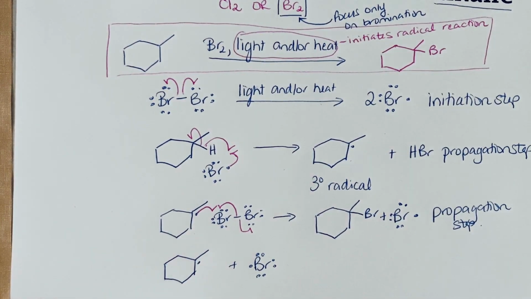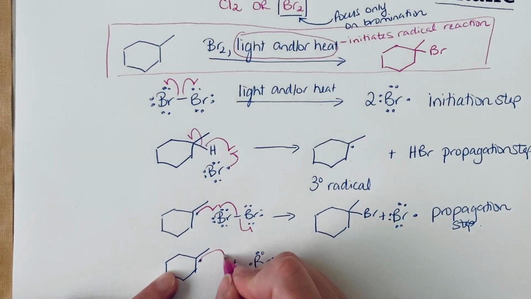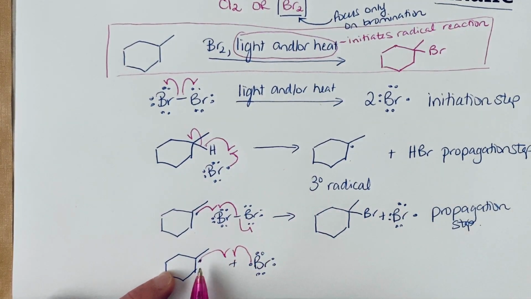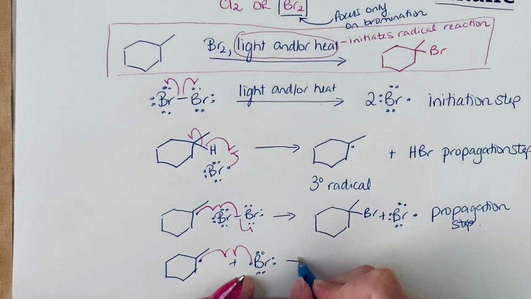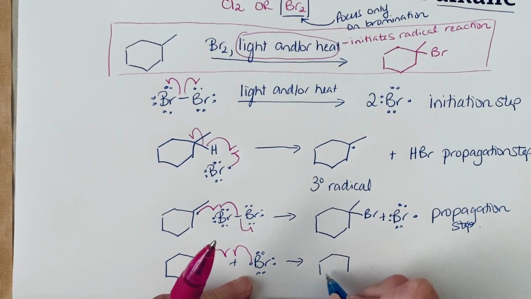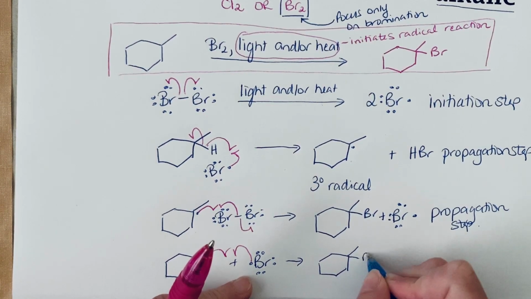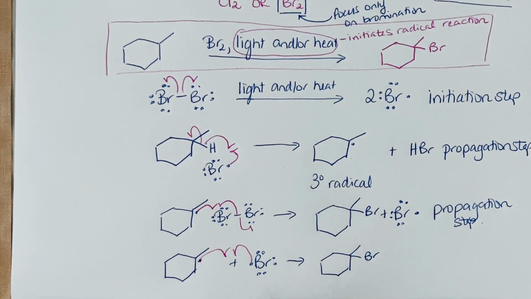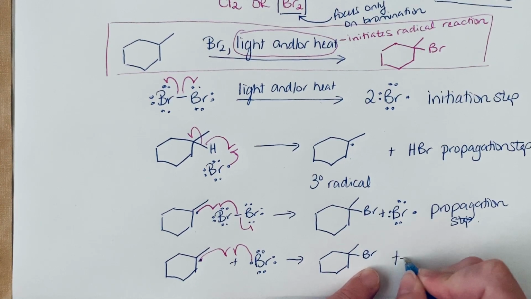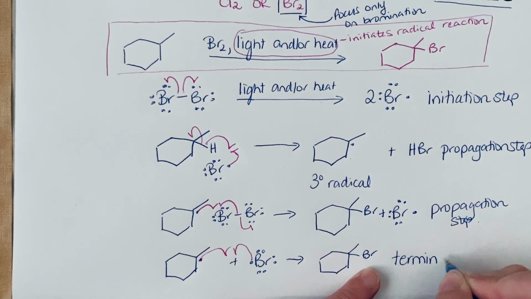what we could have take place here is these two radicals could simply come together. So what I'm indicating is that this electron and this electron are going to be forming a covalent bond between the carbon and the bromine. So this is also a step that leads us to the product that we were looking for. And we're not generating anything else. We're taking two radicals together and forming a covalent bond, so we are decreasing the concentration of radicals. So this sort of step is known as a termination step.